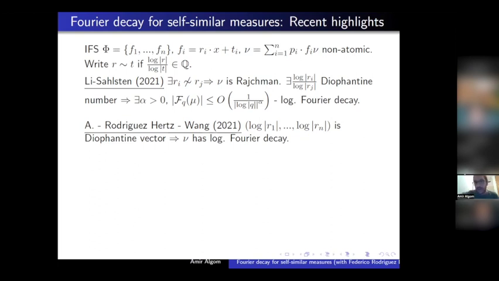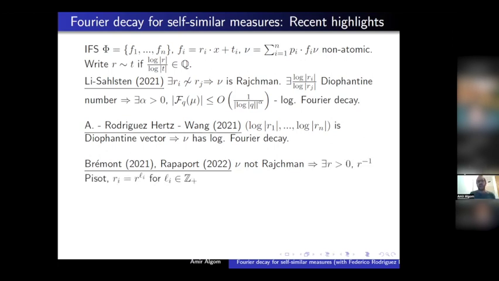Okay, so now let's talk about the cyclic case. So what about in the case when there is dependence? This was treated by Brémont and then Rapaport in higher dimensions. So if the measure is not Rajchman, then, so okay, we know that contractions have to be cyclic because this is Sahlsten, but then what Brémont proved is that actually all the contractions are powers of the same number, and that number is Pisot. So this is a very strong analog of the Erdős result.